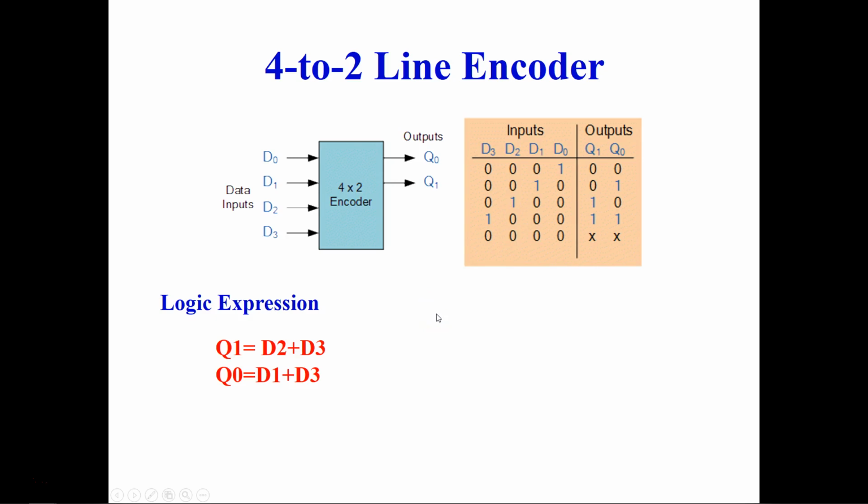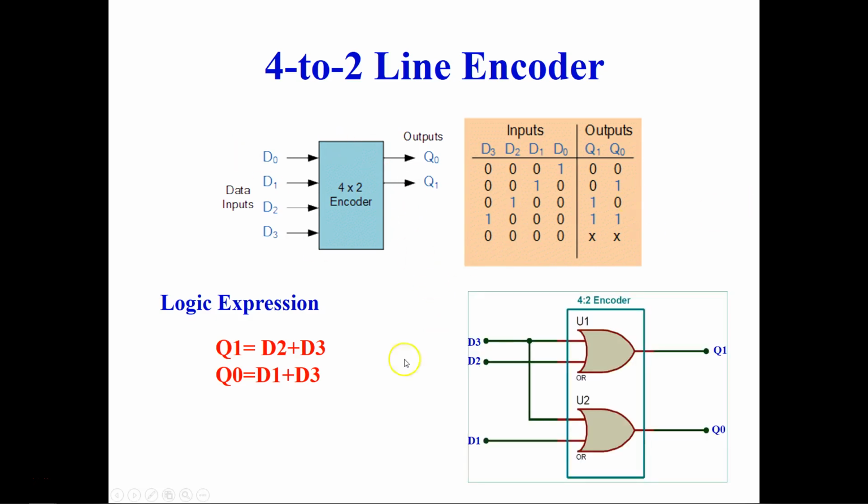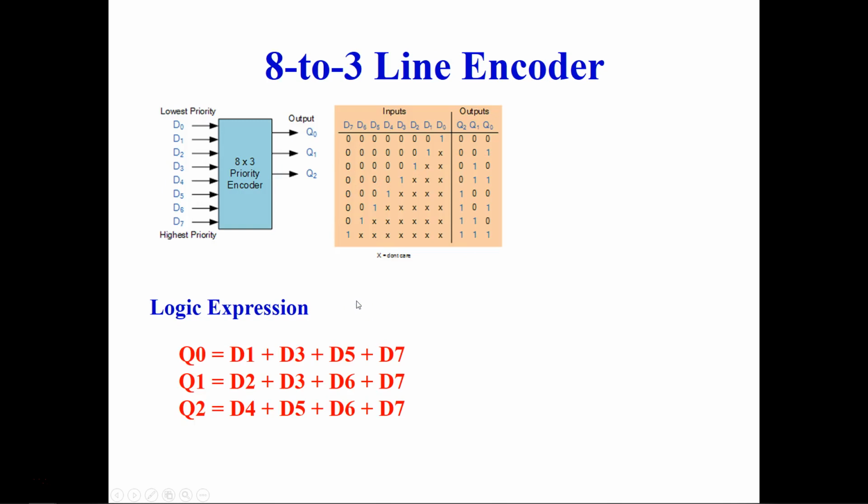Next we are going to see the logic diagram for this case. Based on this, you can build the logic diagram. These are the two outputs, and they have a plus sign, where these are the two inputs to each output, which means it is forming an OR gate. That's why you have two OR gates. In one of the OR gates D3 and D2 go in, which will produce Q1, and in the other you have D3 and D1, and output Q0 is generated.